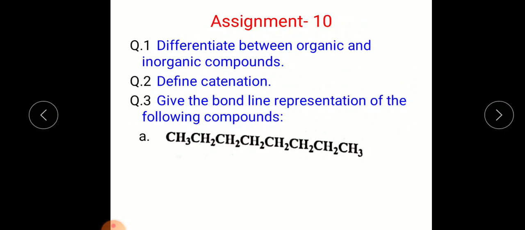Okay, now the assignment for today, assignment number 10. Question number 1, differentiate between organic and inorganic compounds. Question number 2, define catenation. Question number 3, give the bond line representation of the following compounds. Okay, you need to represent them in bond line form.